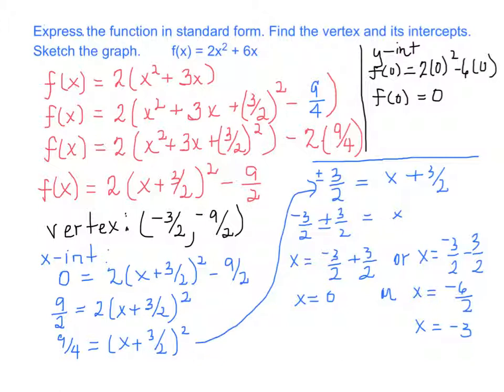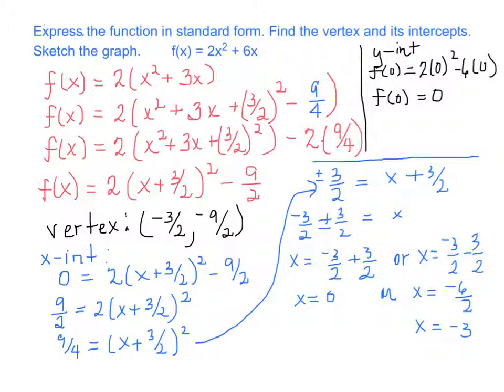Alright, so let's try an example. Let's say we want to express the function in standard form and find the vertex and its intercepts. So let's take a look at this function, f of x equals 2x squared plus 6x. First thing we want to do is make the leading coefficient 1. So remember when we were completing the square in section 1.3, you had to make the leading coefficient 1. We're doing the same thing here.